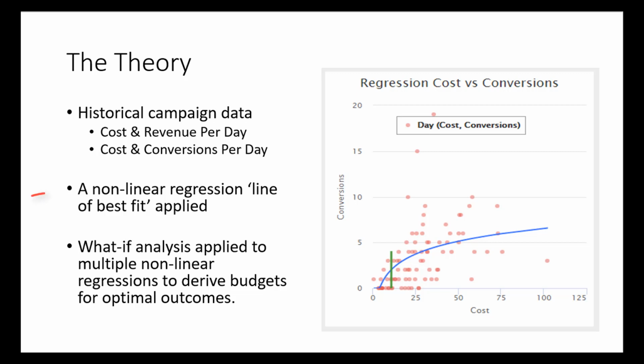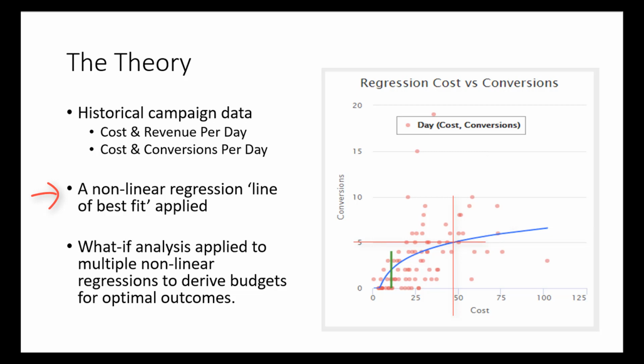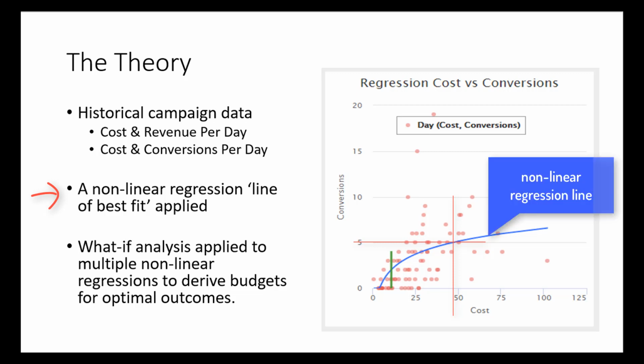What we do then is we apply a non-linear regression line to this data. Okay, and what that does is it allows us to forecast the results at different spends, so at different budgets. So if you look at that graph there, you'll see that blue line is the line of best fit. That's a non-linear regression line based on daily data points, and that line allows us to start forecasting results.